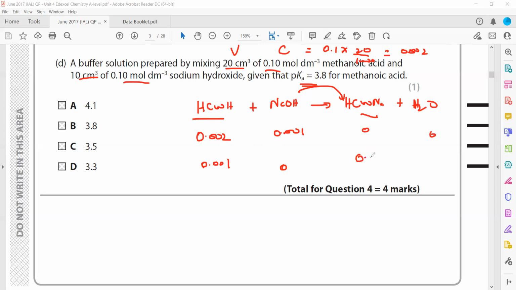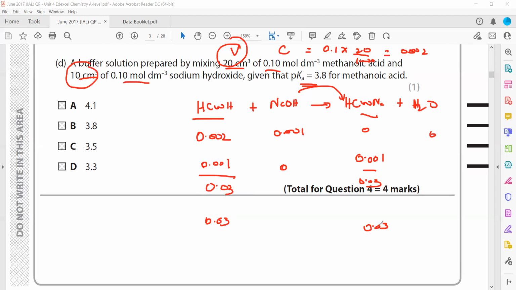And how many moles of salt will be there? 0.001, because of the limiting reagent, the sodium hydroxide we use, and water we don't need. Then what is the concentration? The new concentration, because concentration is moles divided by volume. So 20 cm cube and 10 cm cube, so the total volume is 30 cm cube, divided by 1000, which is 0.03 dm cube. So 0.001 divided by 0.03 gives 0.033 here, and this will be the same.